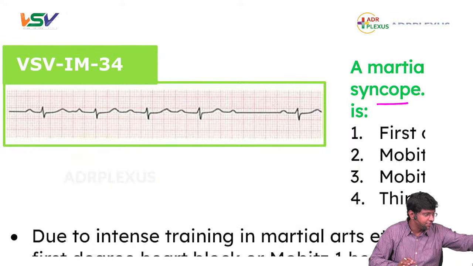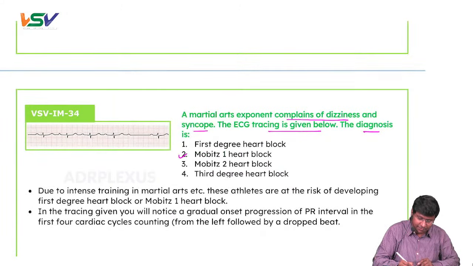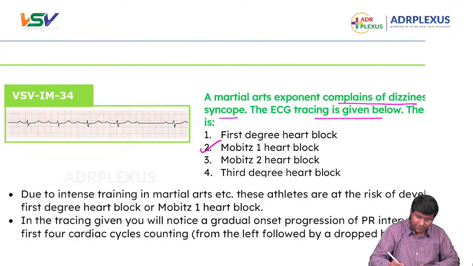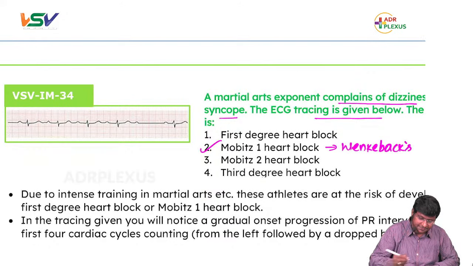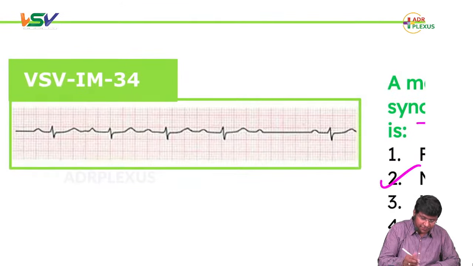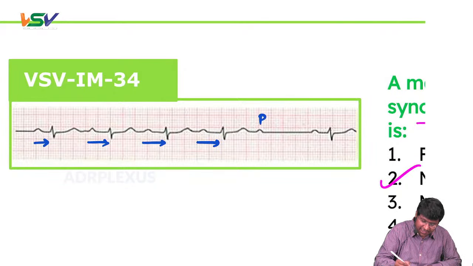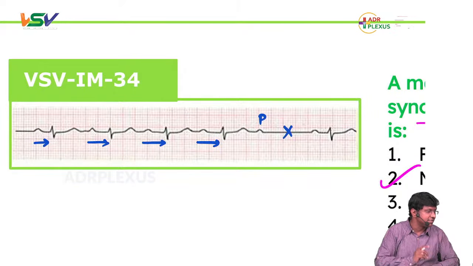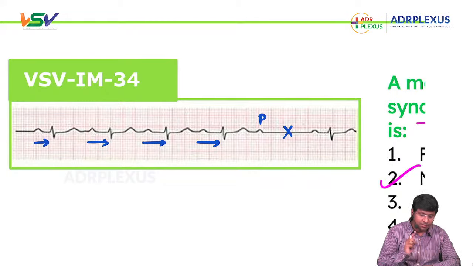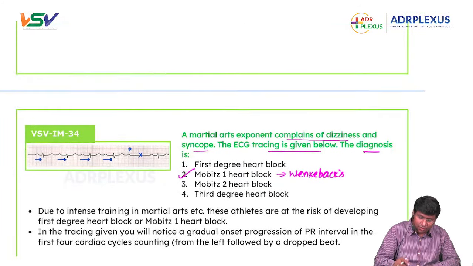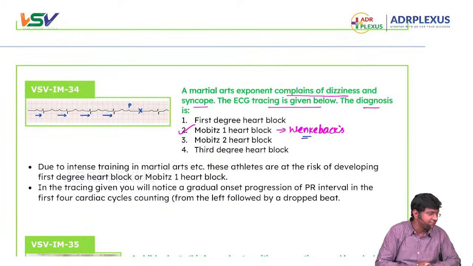Yes, very good. So this is the ECG of Mobitz type 1 AV nodal block, which is nothing but Wenckebach's phenomenon, right? In Wenckebach's, what will you notice? There is progressive prolongation of the PR interval, and at one point of time you have a P wave and there is no QRS complex. So this is what is called Mobitz type 1, also called Wenckebach's phenomenon.